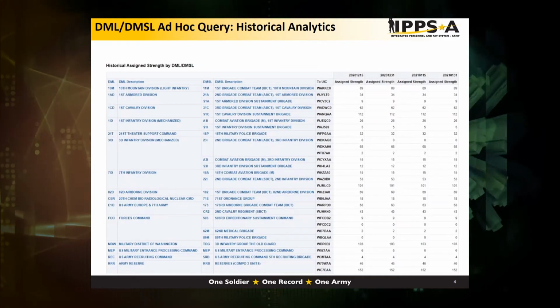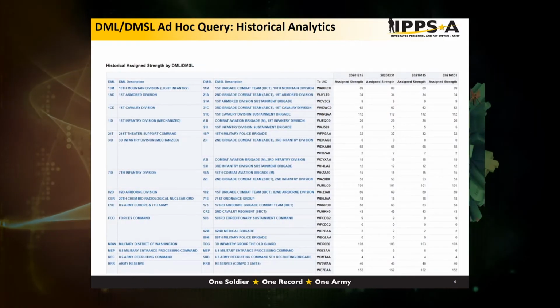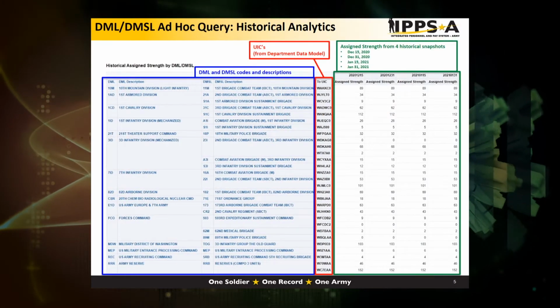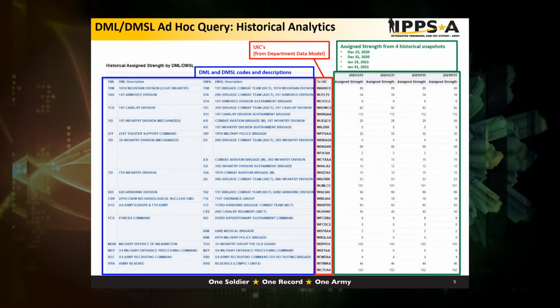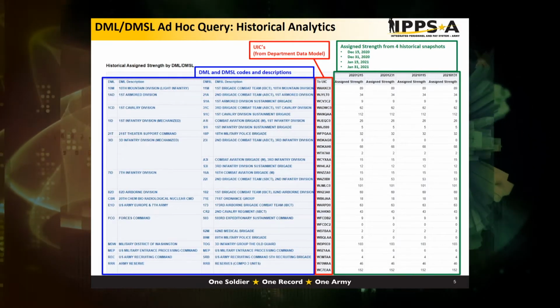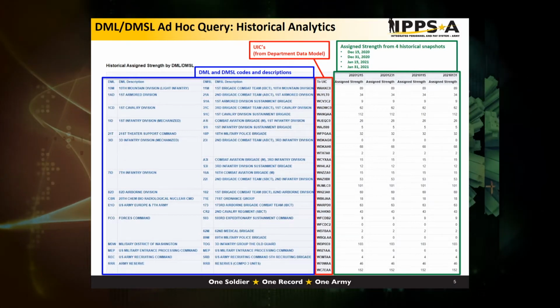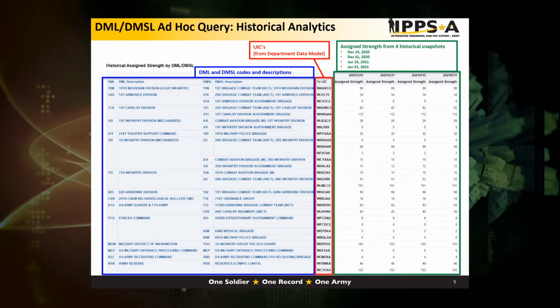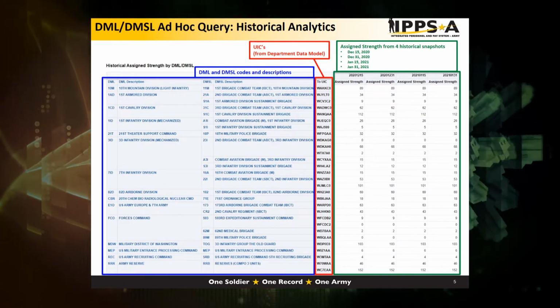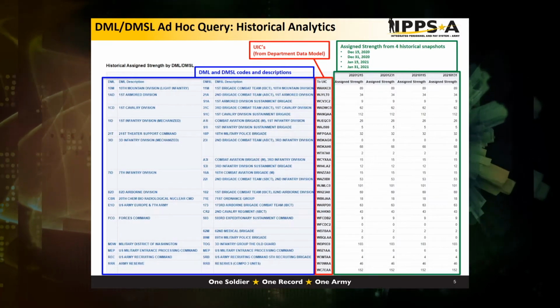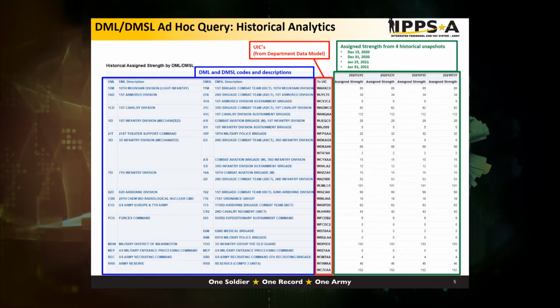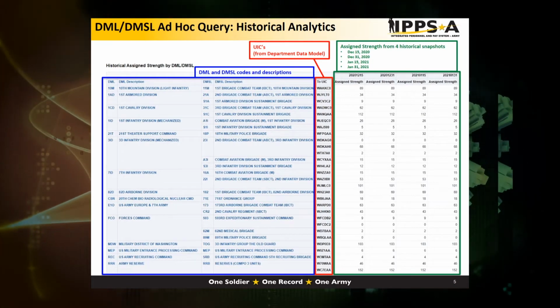So what's that going to look like? This is the final result here. Here it is annotated. You're going to see the DML and DMSL codes that we're receiving now in the AOS data. We're going to be marrying that up with our strength data in IPPS-A, which we're going to marry that up with the UICs that we have. You've got a one-to-many relationship, obviously, there between the DMSL and the UICs that could be associated with it.